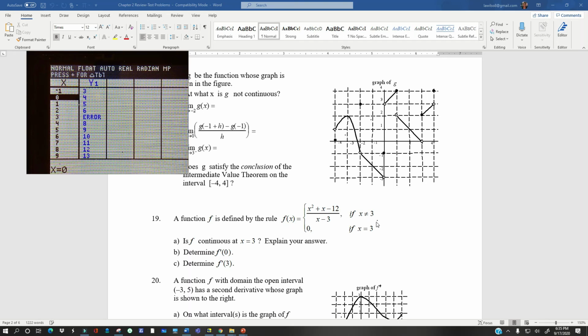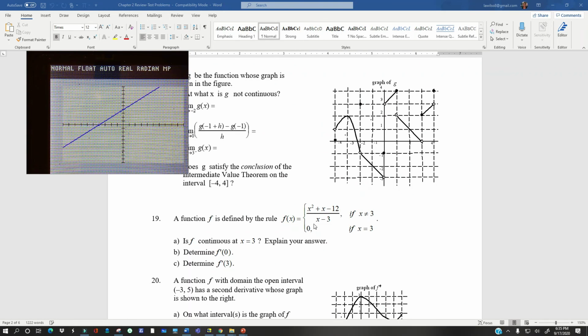It says determine f prime of 0. Well, if I take the derivative of this piece here and then evaluate it at 0, it should be 1. Wait a minute, let me look at the graph again. Yeah, it would be 1.